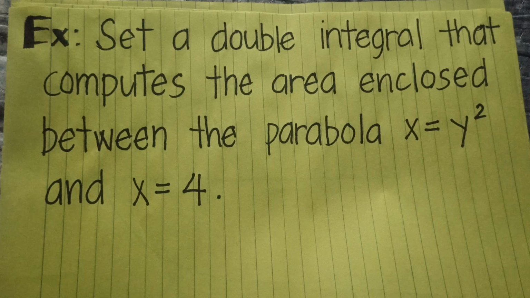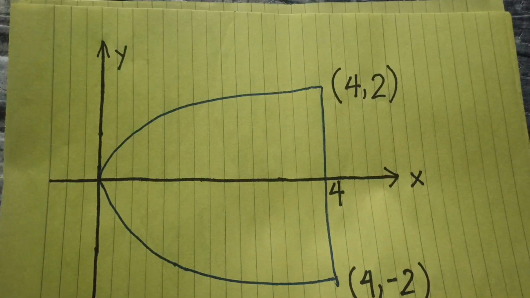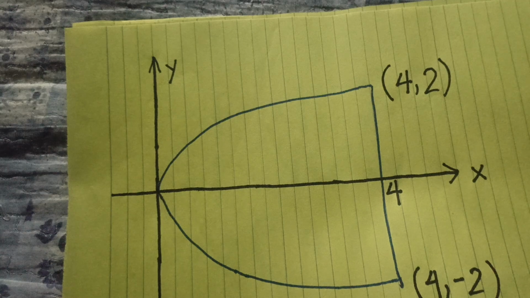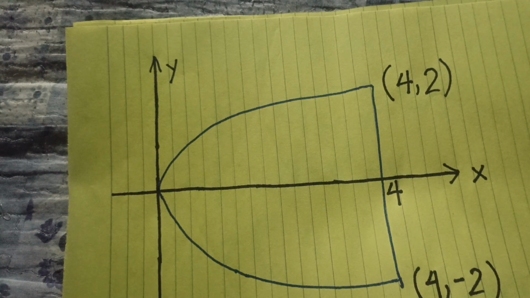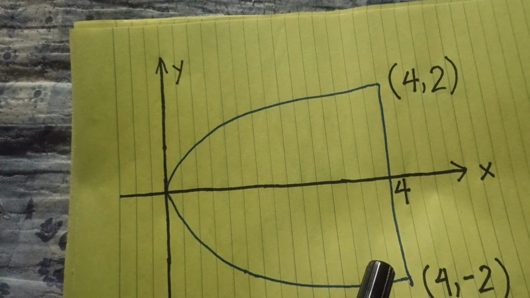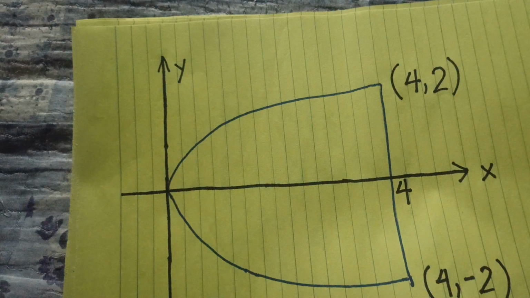Set up a double integral that computes the area enclosed between the parabola x equals y squared and x equals 4. So here's the area we want to compute. We can view this as the domain for the double integral. Okay, let's find these points of intersection. When x is equal to 4, y must have been 2 or negative 2.